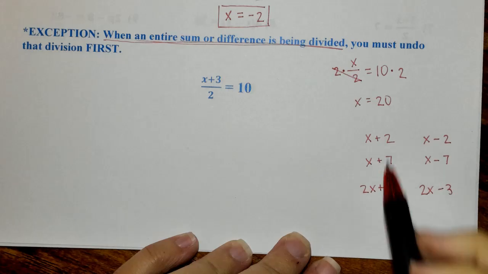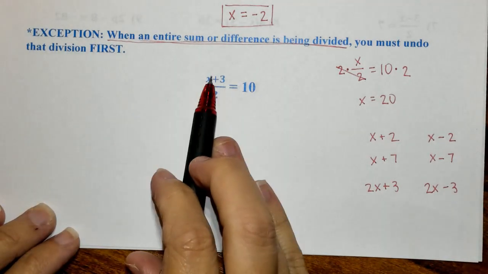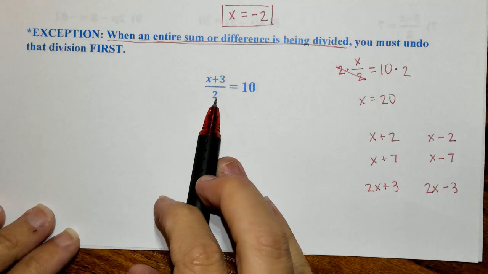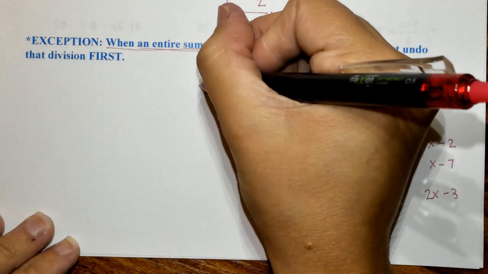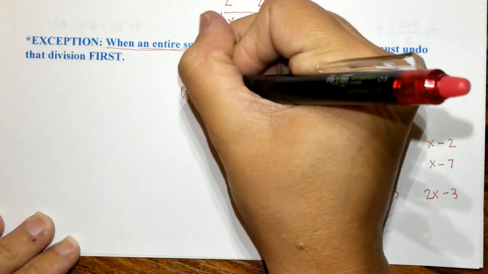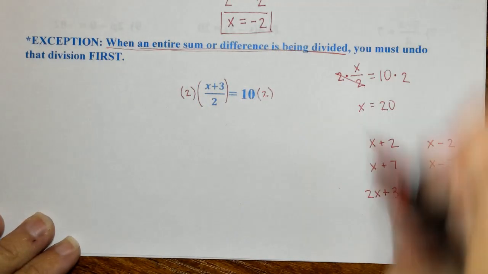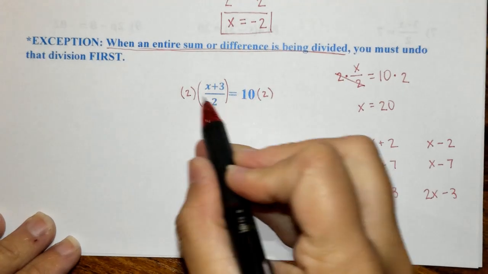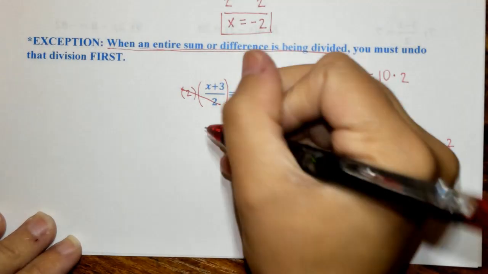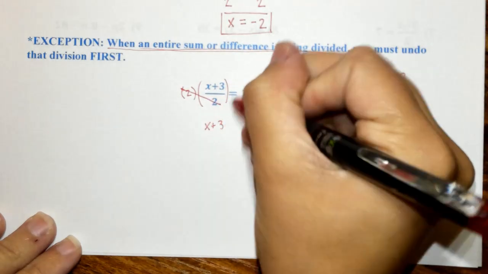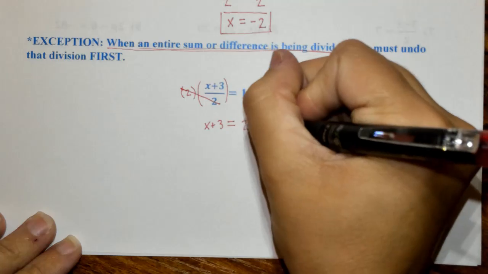If you see something like this, where there is either a sum or a difference in the numerator, we have to get rid of whatever is in the denominator first. Because x plus 3 is being divided by 2, the opposite of dividing by 2 is multiplying by 2. What I do to one side, I do to the other side. Okay? The division by 2 and the multiplication by 2 cancel out. X plus 3 comes down. Remember, keep your equal sign in line. 10 times 2 is 20.